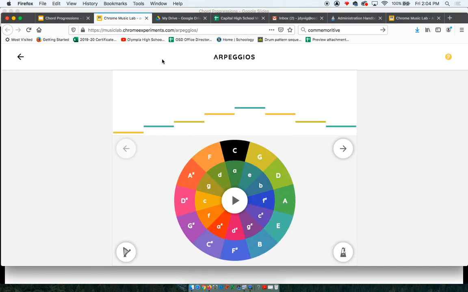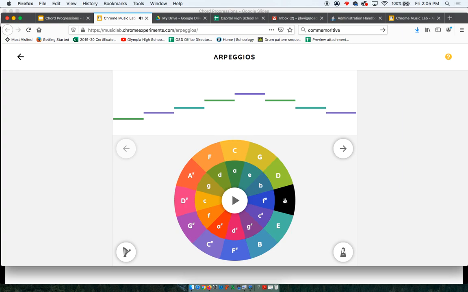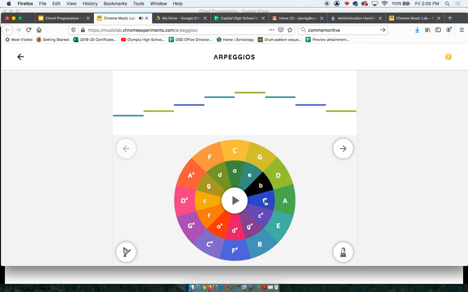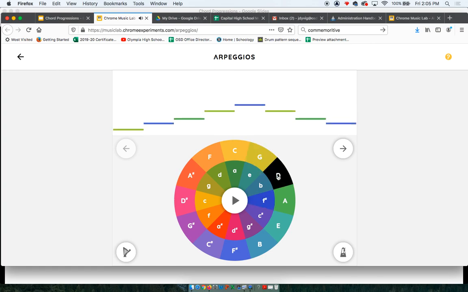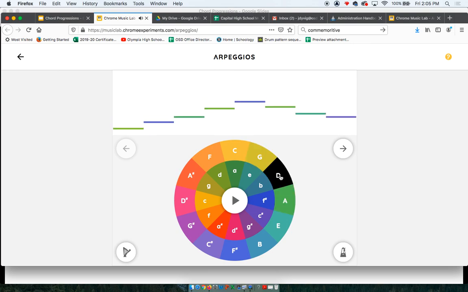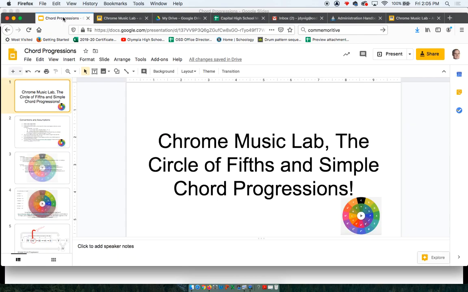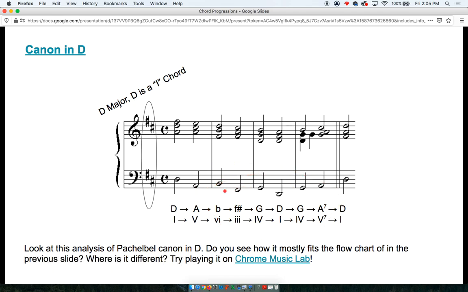if I open up Chrome Music Lab and let's say there's a D chord, I want to go to the A chord. Okay, so there's that chord progression right there. All right, let's go back to our slideshow here. All right, now this doesn't exactly follow that general rule of thumb, but you can give that a try.